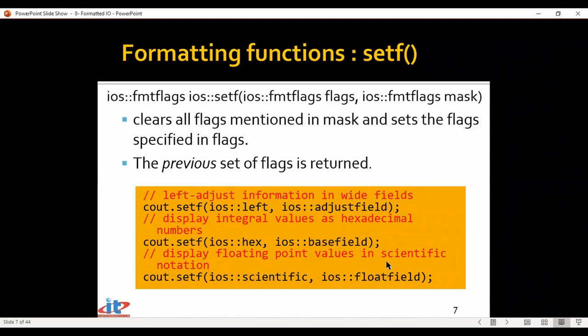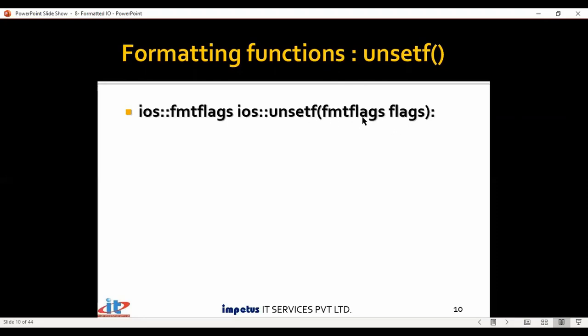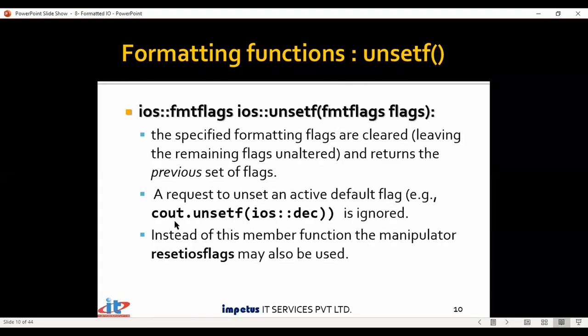So there are groups. Some flags are mutually exclusive. That means within left and right, only one should be on. Within hex, octal and decimal, only one should be on. Within fixed and scientific, only one should be on. So in that case, we can go in for these group flags, which can be used for masking. And if you want to turn off a particular flag, you have another method called unsetf. Unsetf means whichever flag name you pass, that will just be turned off. So if I say cout.unsetf(ios::dec), the decimal flag will be turned off. But if you have not turned on octal or hexadecimal and you turn off decimal, it will not have any effect because that's the default.